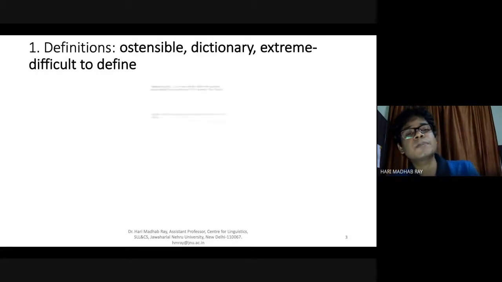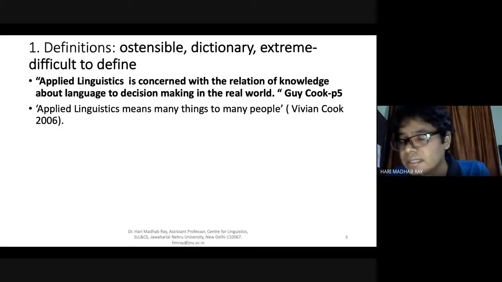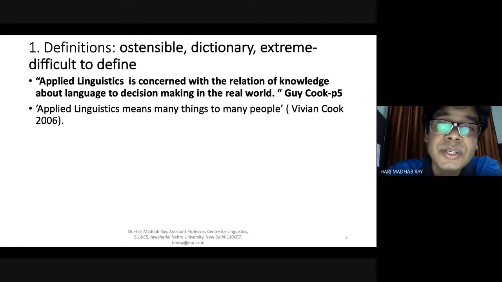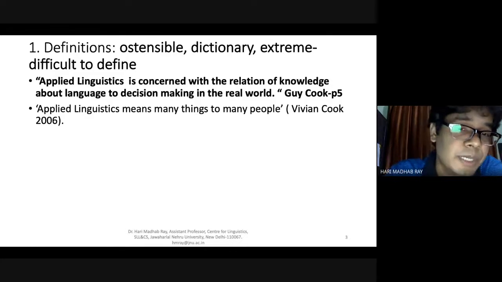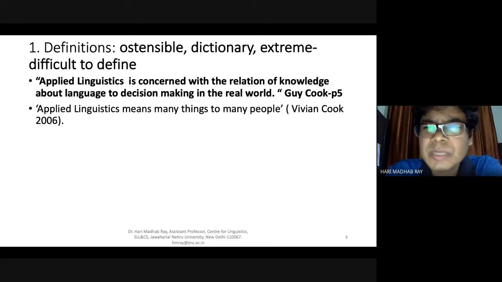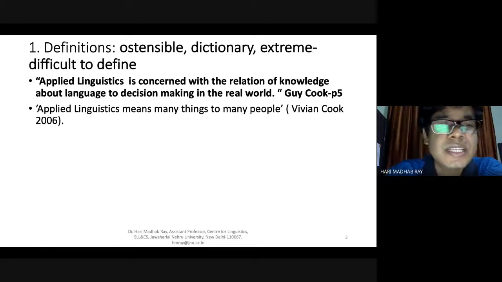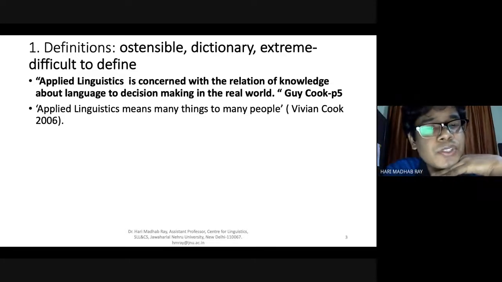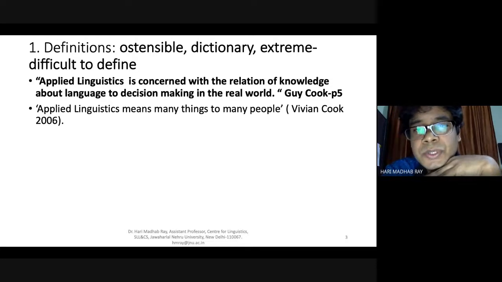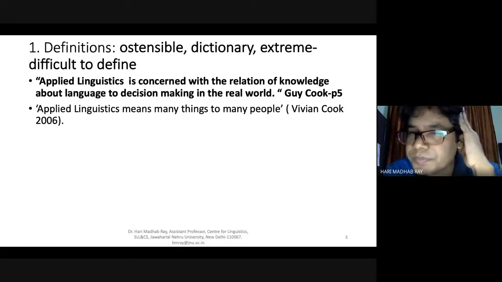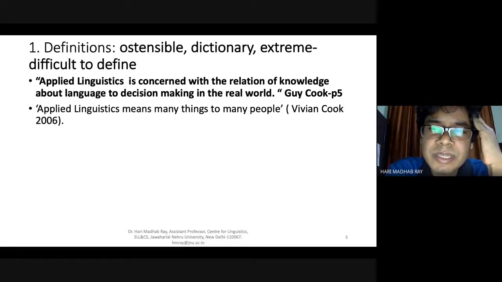Now this is where the definition comes in. Last class I was telling you, and I think you have already read, that book. I have told you many times to please read Guy Cook, chapter 1 and chapter 2. In chapter 1, page number 5, Guy Cook says that applied linguistics is concerned with the relation of knowledge about language to decision making in the real world. So this is one of the definitions, given by Guy Cook.